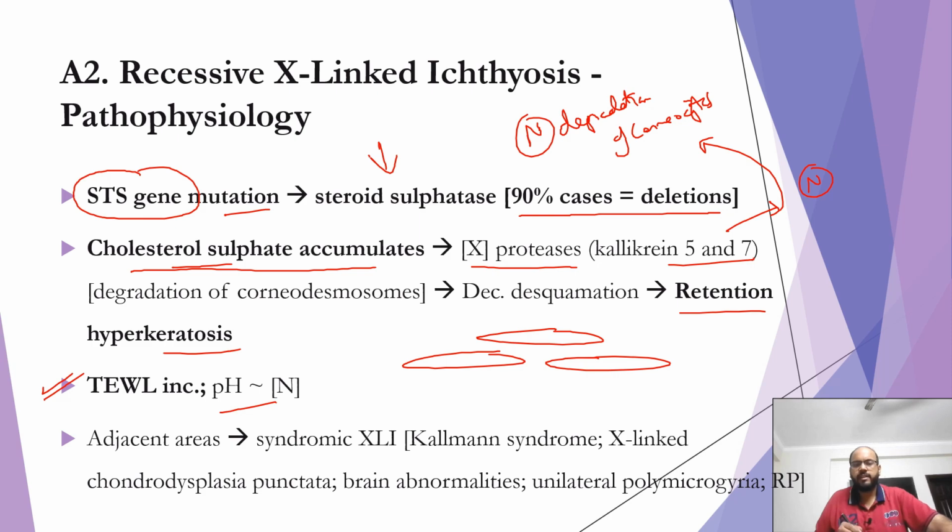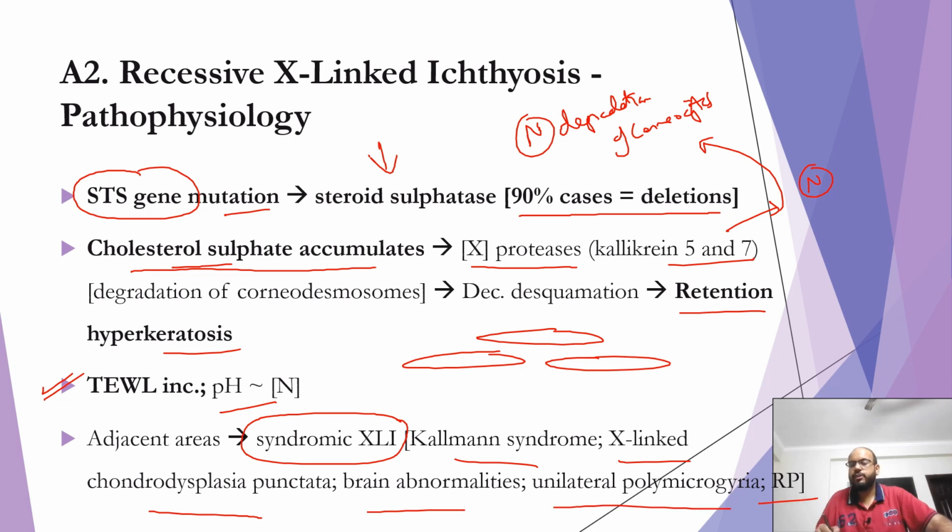If the mutation is in the STS gene, then you have X-linked recessive ichthyosis. If the mutation extends to the surrounding regions of the gene, you will have syndromic X-linked ichthyosis, with syndromes like Kallmann syndrome, X-linked chondrodysplasia punctata, brain abnormalities, unilateral polymicrogyria, and disorders like retinitis pigmentosa. These kinds of disorders are also linked with X-linked ichthyosis. Let's move forward.